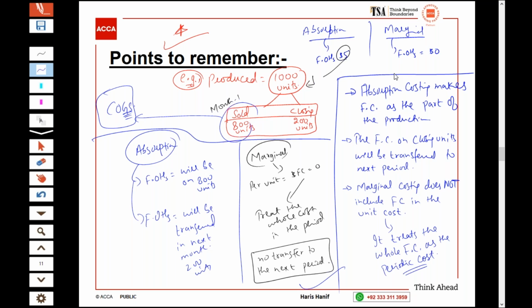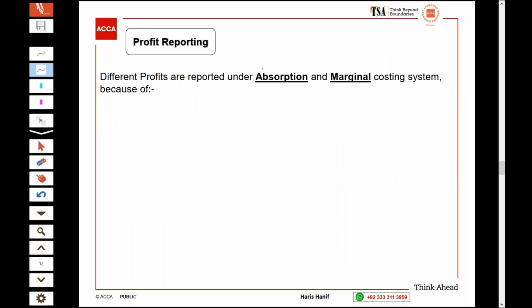Now, students, I am going for the next slide within just a few seconds. And this is my next slide. Now there is a profit difference under absorption and marginal costing. Obviously, there is a difference under absorption and marginal costing. The profit difference is because of fixed cost and the number of units.